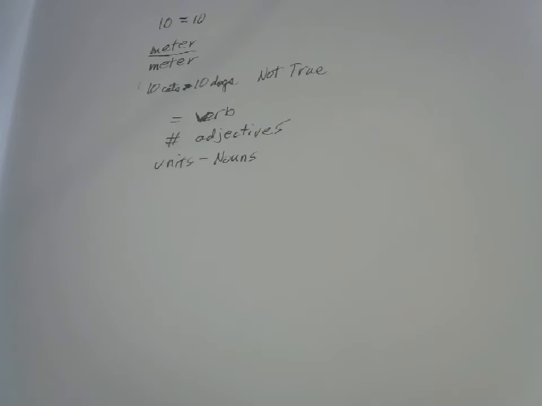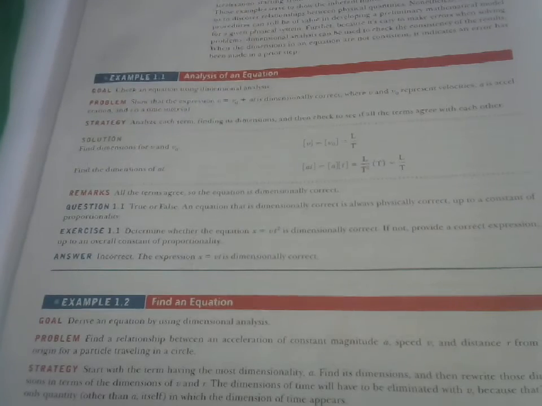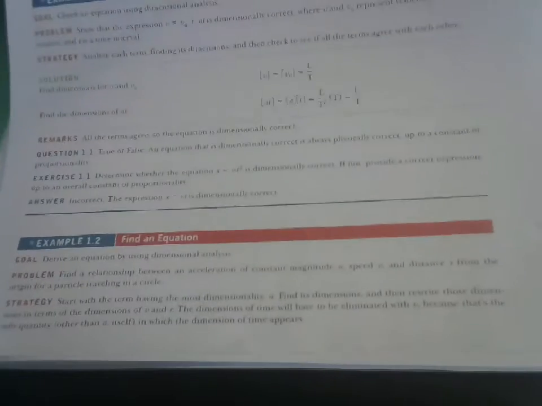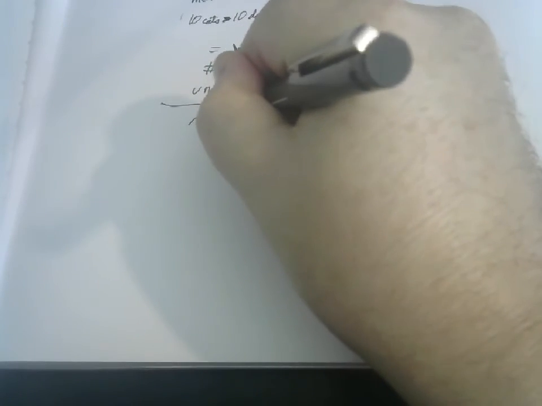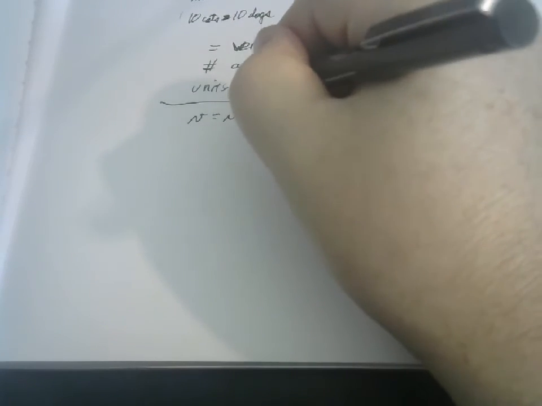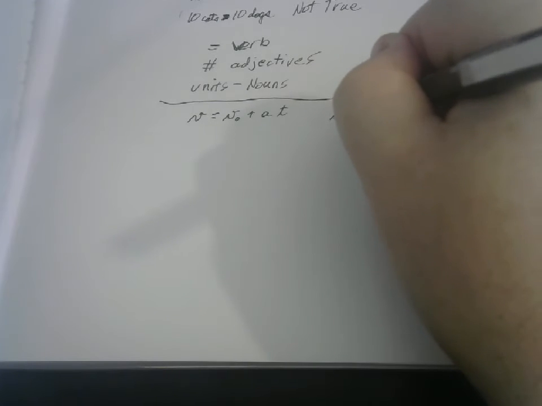So let's do an example. Example 1.1 in your text says, show that the expression v equals v sub naught plus at is dimensionally correct, where v and v sub naught represent velocities, a is acceleration, and t is a time interval. How do you do this? I'm going to write down the equation first. V equals v sub naught plus at. And they say v is a velocity.